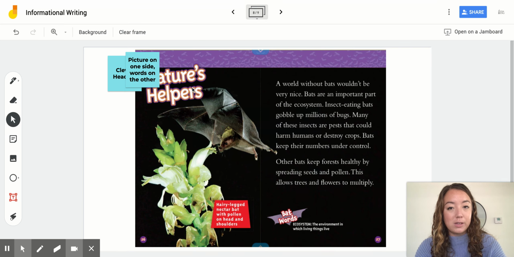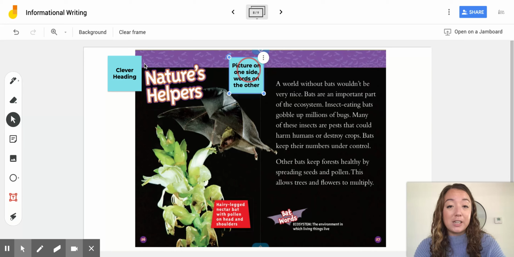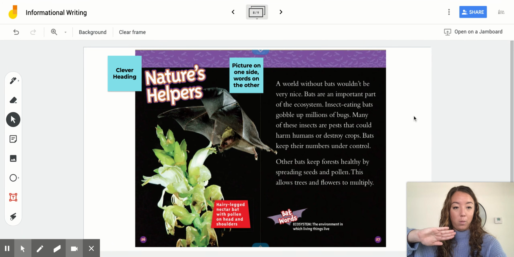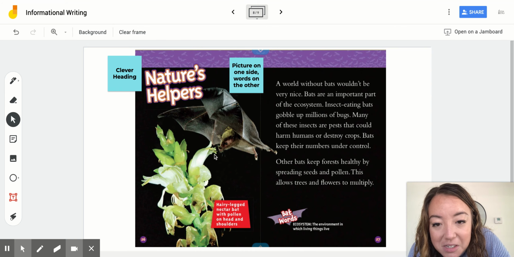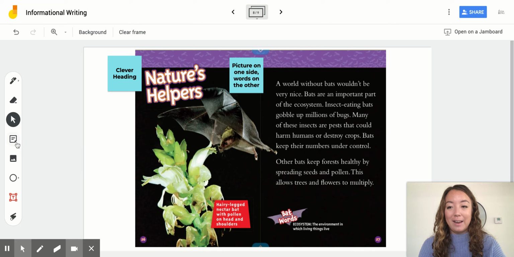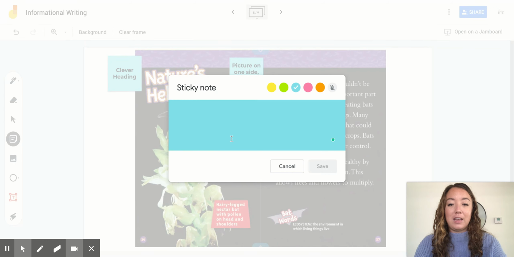Maybe I'm going to do something similar when I organize my own writing. I'll do one picture on one side and words on the other. And maybe on the next page, I'll do the picture on the other side and the words on the other side. So here's my picture. Oh, let's check out the caption. Hairy-legged nectar bat with pollen on head and shoulders. Oh, it looks like there's some pollen on his head. That's so funny. I wouldn't have noticed that if I didn't read the caption. So let's make sure we make a note of how much we like that picture with caption.